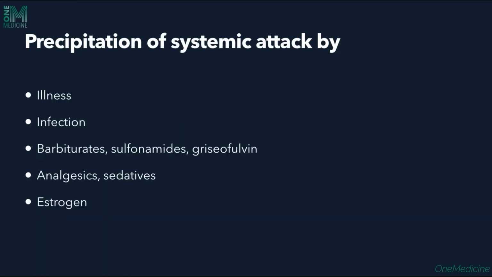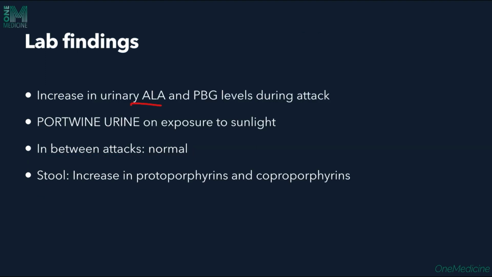Precipitation is caused by illness, infection, barbiturates, sulfonamides, griseofulvin, analgesic sedatives, estrogens. So all of these are common for the other porphyrias as well. Lab findings: increase in urinary ALA and porphobilinogen levels. Port wine staining of the urine again is an important finding here, okay, and exposure to sunlight. In between the attacks, it will be normal. Stool will show increase in protoporphyrins and coproporphyrins.